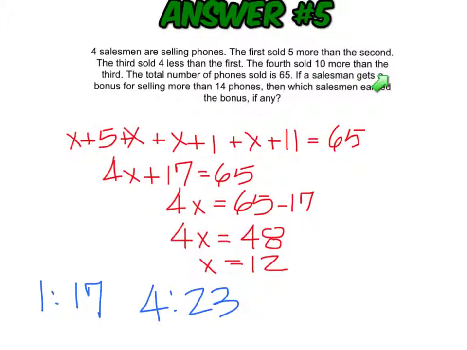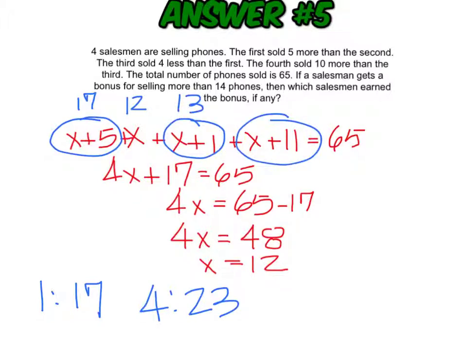If a salesman gets a bonus for selling more than 14 phones, then which salesman earned the bonus, if any? So if you plug in 12 to each of these, you'll get 17 there, 12 here, 13 here, and 23 there. So more than 14 would be this one and this one, salesman 1 and 4.